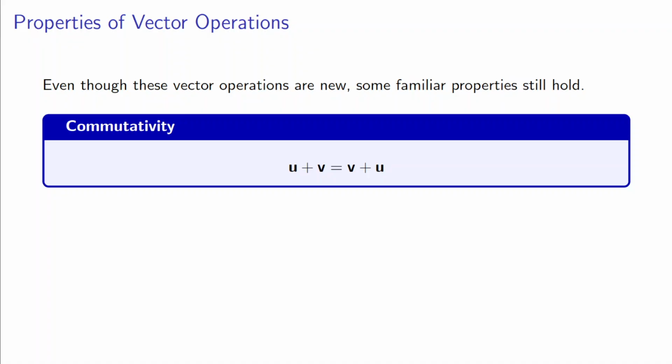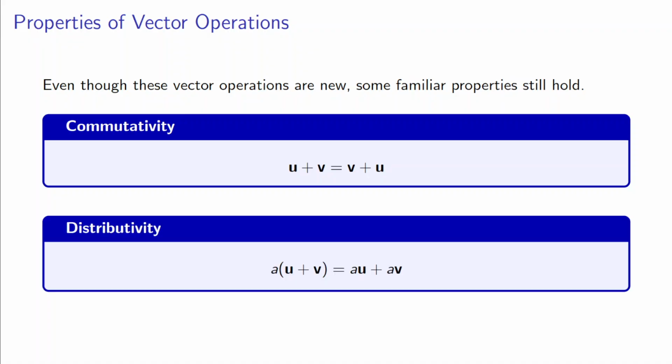And then the next one we're going to look at is distributivity. This is if we look at scalar multiplication in combination with vector addition. So if we look at a scalar multiple a times the vector u plus v, that's equal to a times u plus a times v. So in a sense, we can distribute this scalar multiplication into this addition.